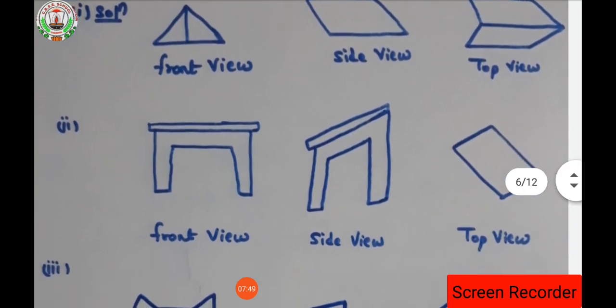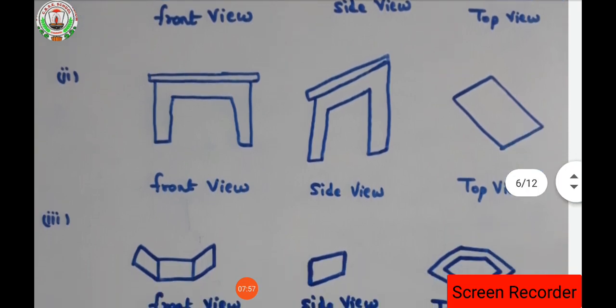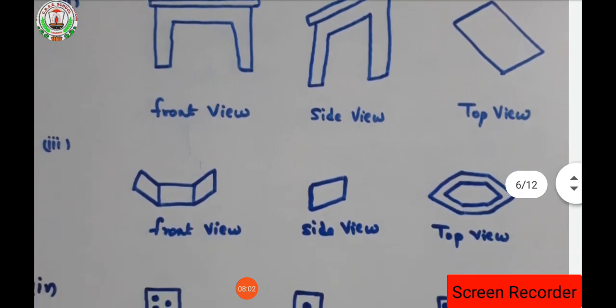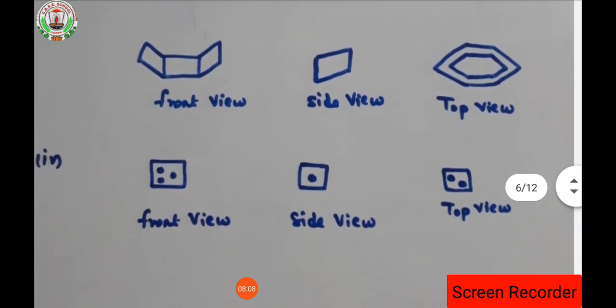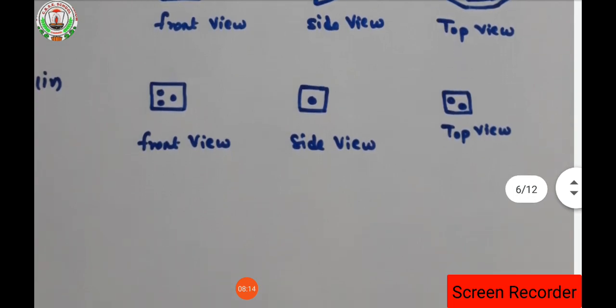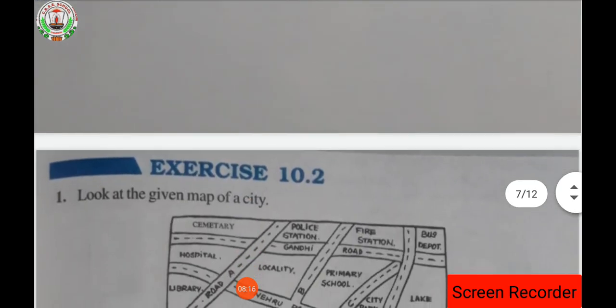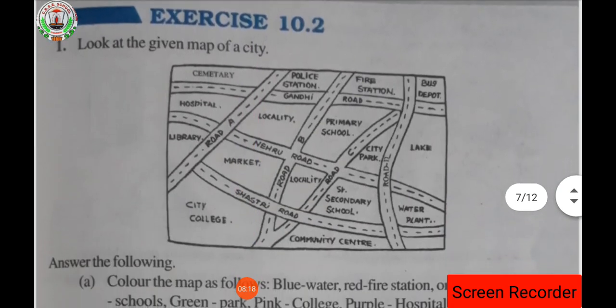Then second one is a table. Okay, table front looks like this, everybody knows. Side view will be like this and top view will be in the form of a rectangle. Then third is a weight, like this, the hexagonal block, it will look like this. Okay, so fourth part it will be a die, it will look like this. Understood everyone? Now we will see the next exercise, that is exercise 10.2.